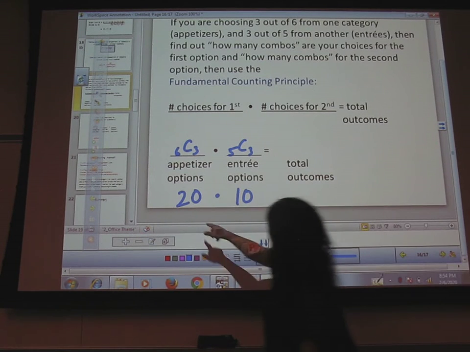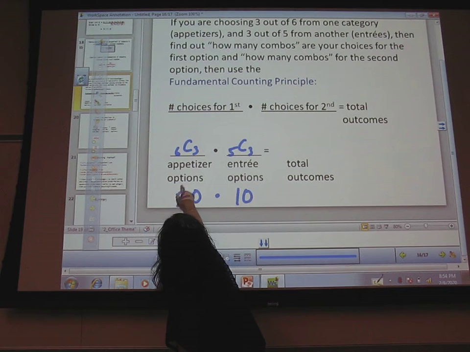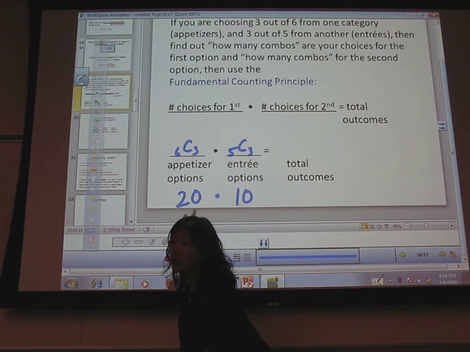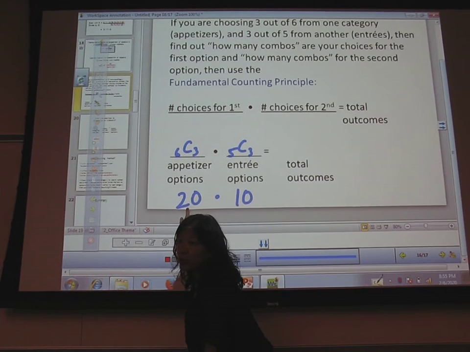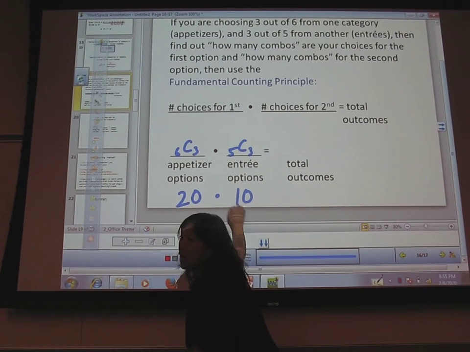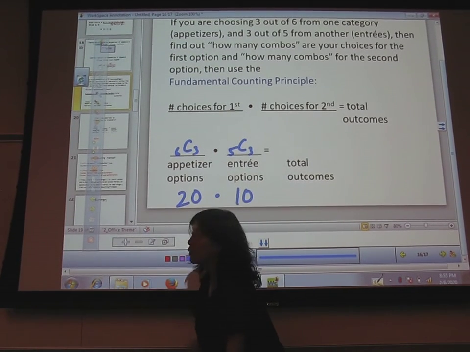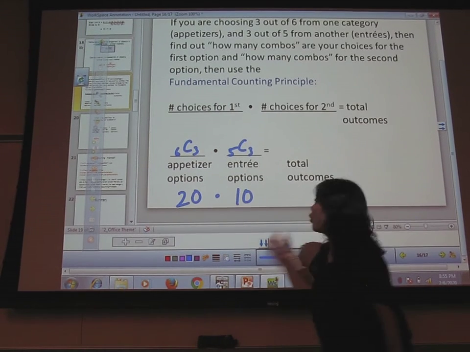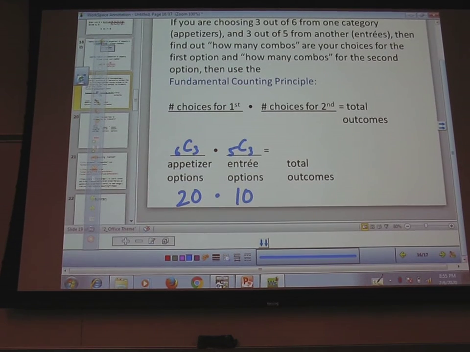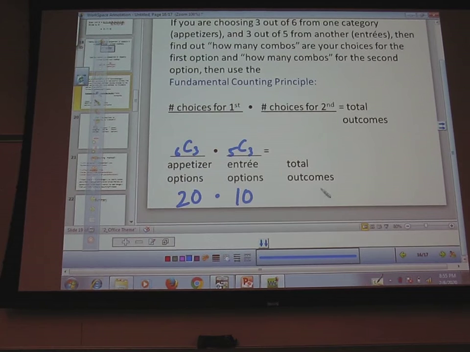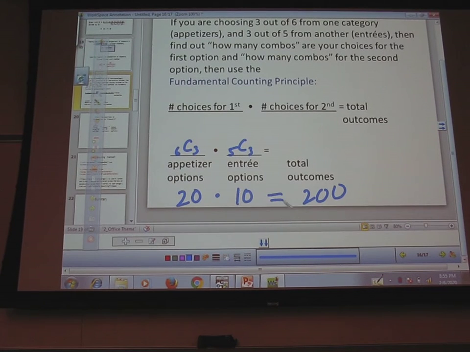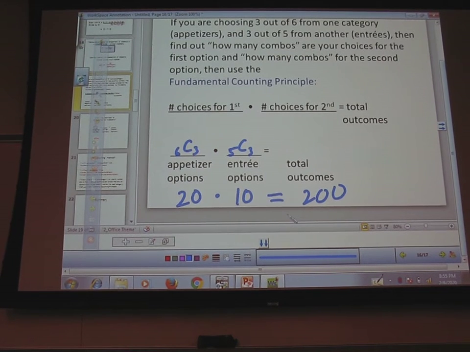These are how many options I can pick from the appetizers. I have one decision to make here: 20 choices. I have another decision to make here: 10 choices. So by the fundamental counting principle, 20 times 10, I have a total of 200 outcomes.